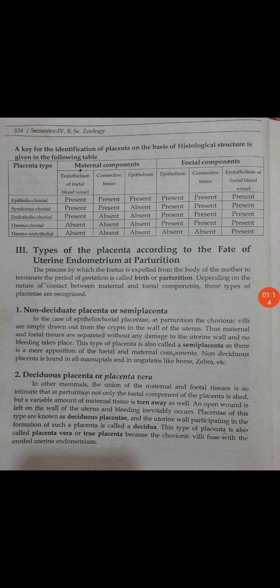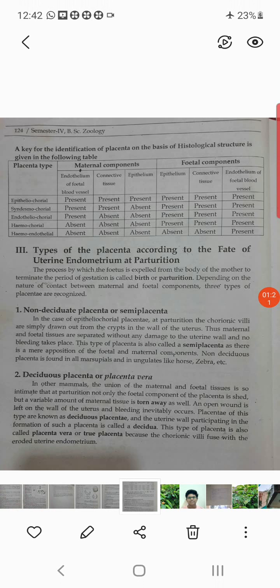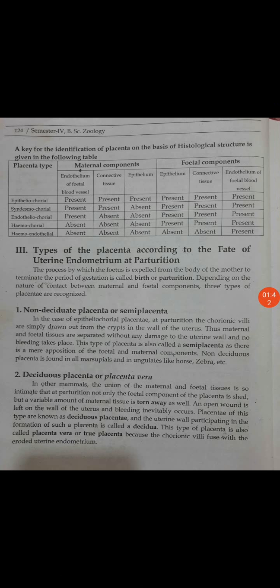In the epitheliochorial placentae, at parturition the chorionic villi are simply drawn out from the crypts in the wall of the uterus. Thus, the maternal and fetal tissues are separated without any damage to the uterine wall and no bleeding takes place. So, this type of placenta is called a semi-placenta. Examples: marsupials, ungulates like horse, zebra, etc. The contact is loose, not intimate, and that's why no bleeding is there.